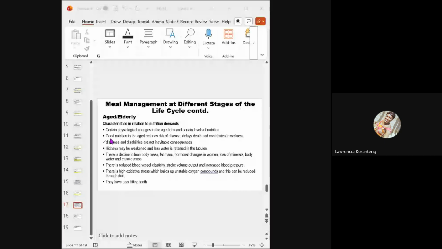Diseases and disabilities are very common consequences of old age. So they need a lot of vitamins and a lot of calcium to maintain their body and their bones, because they are likely to be affected by what we call osteoporosis. Osteoporosis is the porousness in their bones.